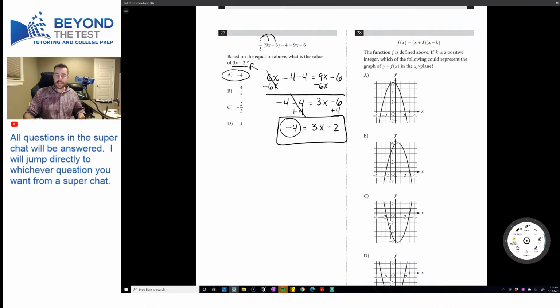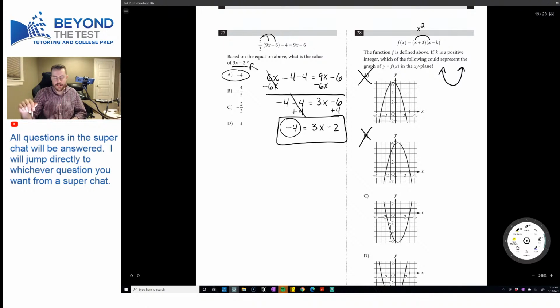Okay, 28 here. It says the function f is defined above. If k is a positive integer, which of the following could represent the graph of y equals f of x in the xy plane? First things first, if I were to distribute this through or FOIL it out, and I did x times x, that would leave me with x squared. Now the coefficient of x squared is just a positive 1 here. If the coefficient is positive, that means your parabola has to open upward here. So right off the bat, I know it has to look something like this, which eliminates A and B.